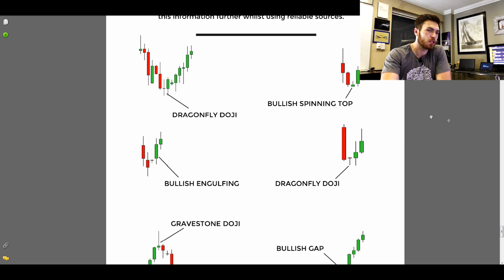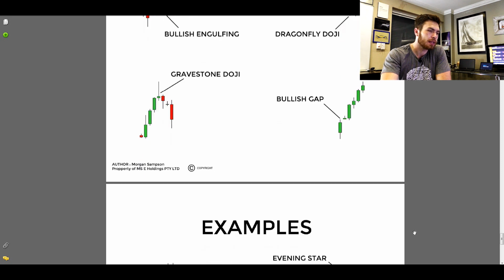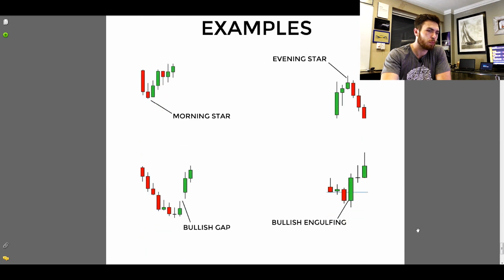So you can see there's a bullish spinning top, dragonfly doji, bullish engulfing, the dragonfly doji again. You're going to see gravestone dojis, the bullish gap. There are multiple different examples that you can make use of.